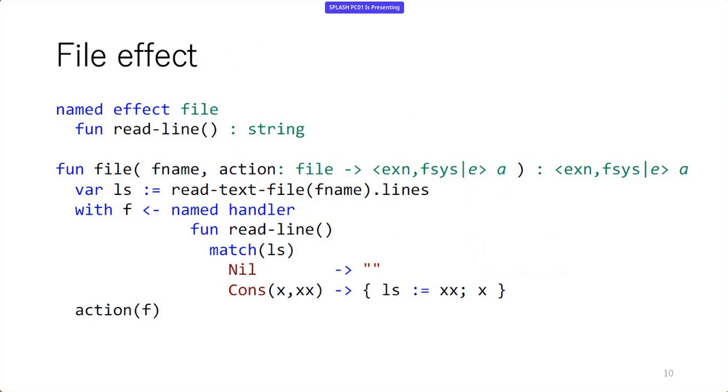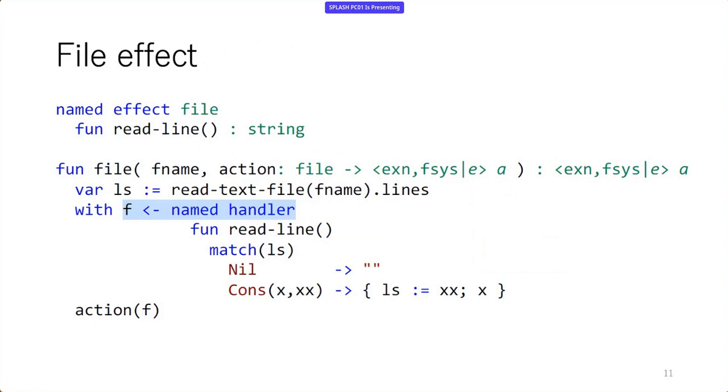Having defined the file effect, we next define a handling function for this effect. The file function here takes in a file name and an action that performs the file effect. Given these arguments, the function reads the content of the file using Koka's local mutable variable and file API. And then it evaluates the action under a named handler that interprets readLine as returning the first line of the file.